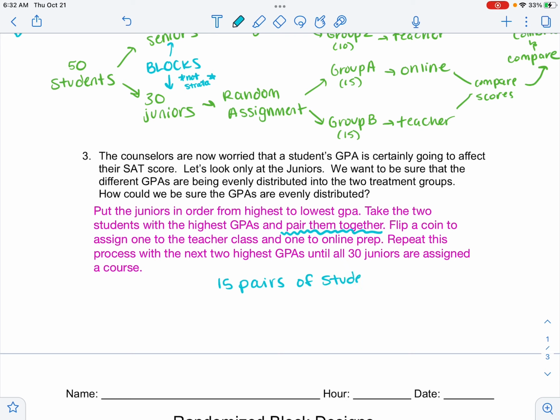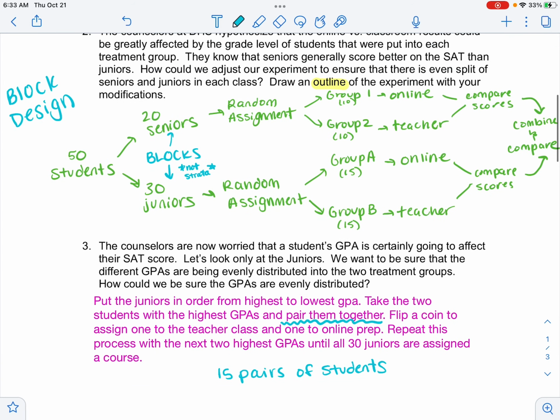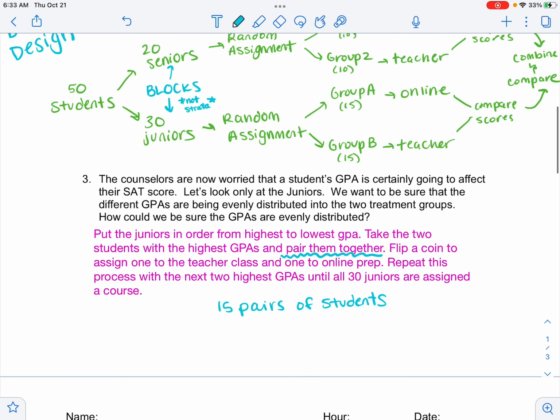And essentially, this is kind of a block design. It's just that now I have 15 blocks and each block only has 2 people. So in a paired design like this, it's very similar to the block. You take your 2 people, you give them a random assignment, they go and do their treatment, and I compare their scores to each other. In the end, I could compare everybody's scores just to see overall results. This is what we call a matched pairs design.